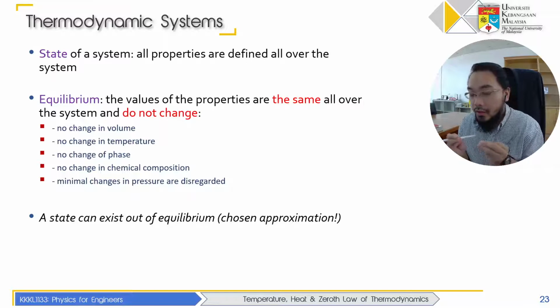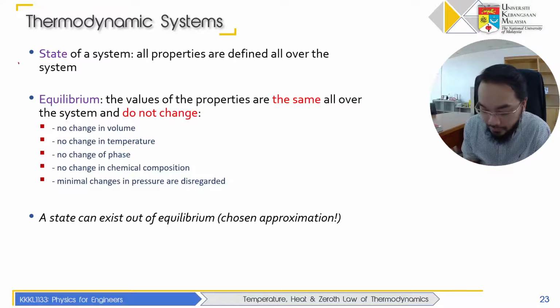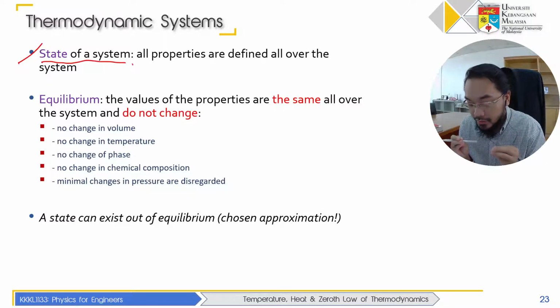So by knowing all the conditions or the parameters that describe this thermodynamic system, we can define the state of a system. A state of a system is basically when you know the measurements of all the properties that we have highlighted just now. What is the mass, what is the volume, temperature, and so on. By knowing the measurements, we can identify, classify, and describe the state of the system.